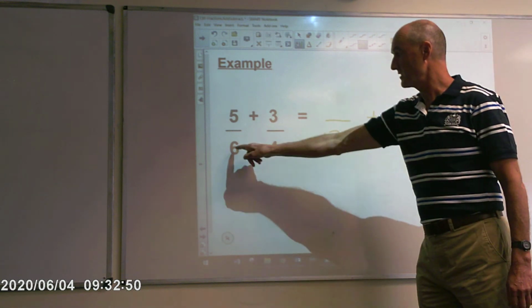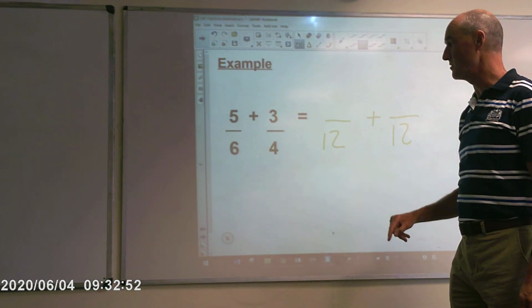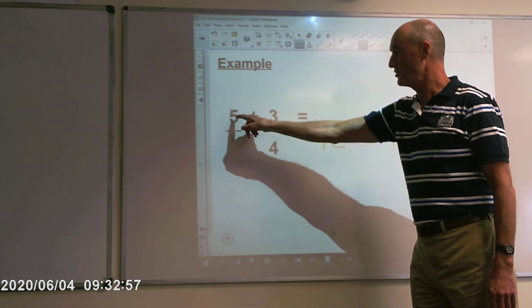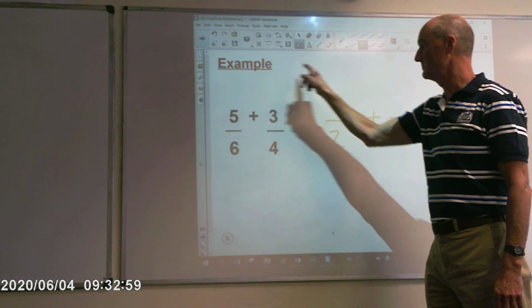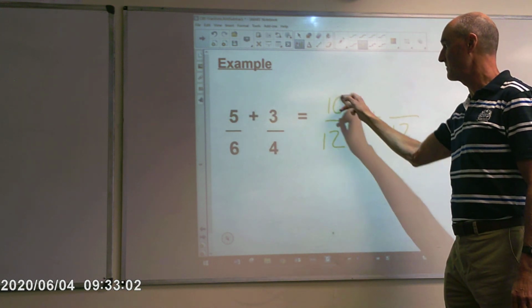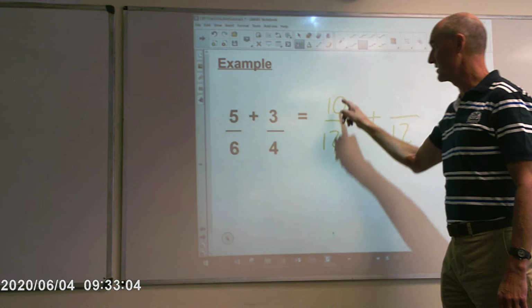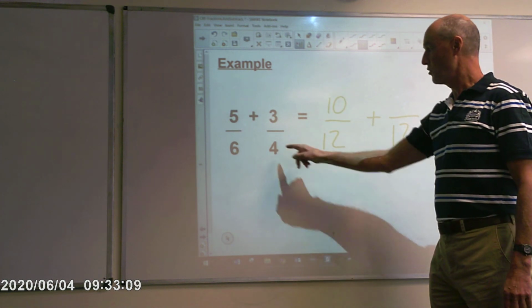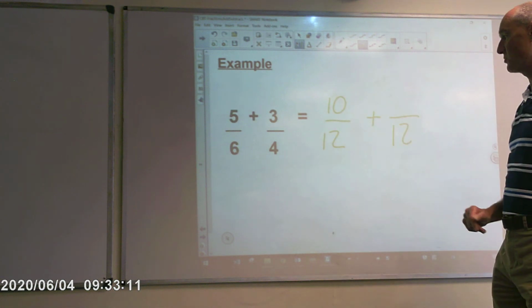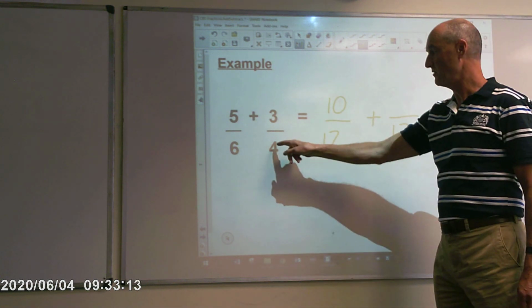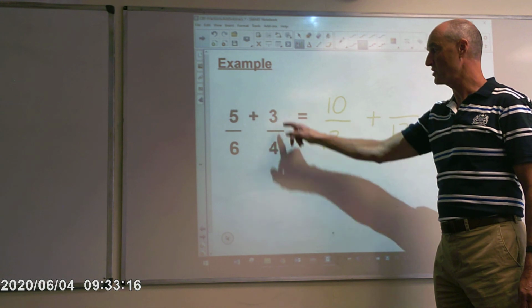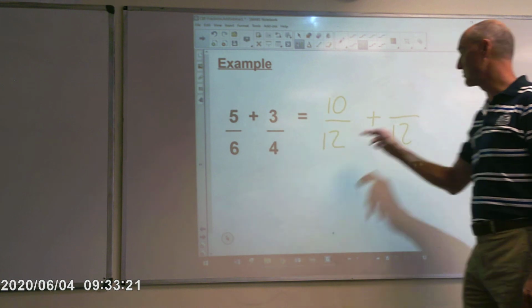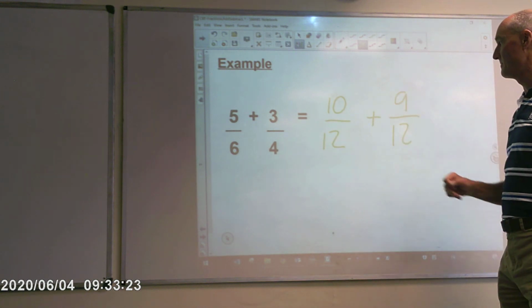So, what have I done to that 6 to make it into 12? I've multiplied it by 2. As long as I multiply the top by the same number, it doesn't change the value. So 5/6 becomes 10 twelfths. Okay? What have I done to the 4 to make it into 12? I've multiplied it by 3. So as long as I multiply the top by the same number, by 3, it doesn't change the value of that fraction. 3 times 3 is 9.